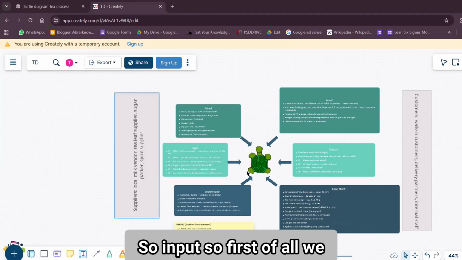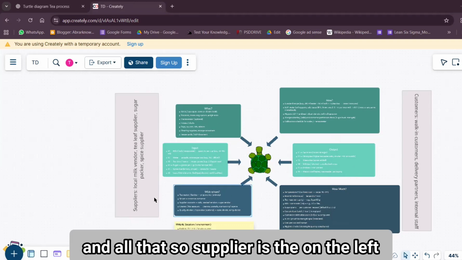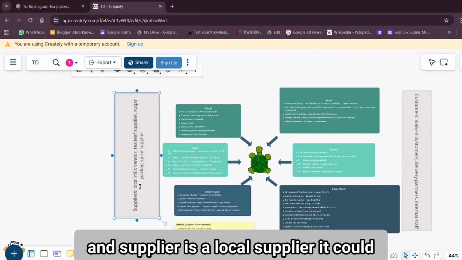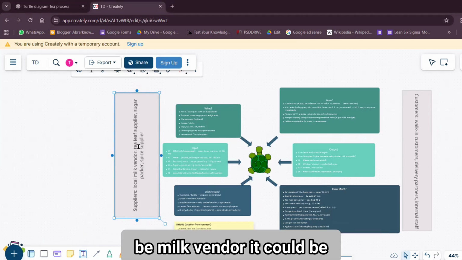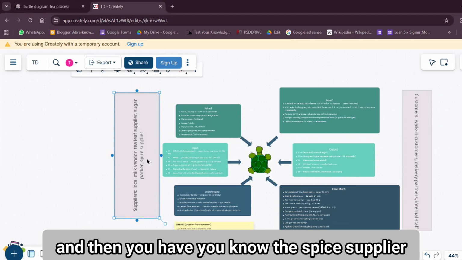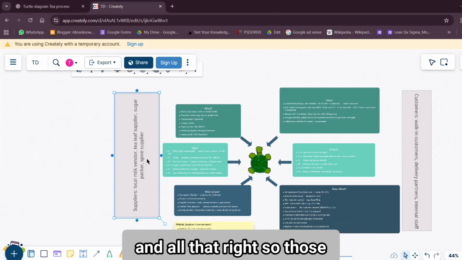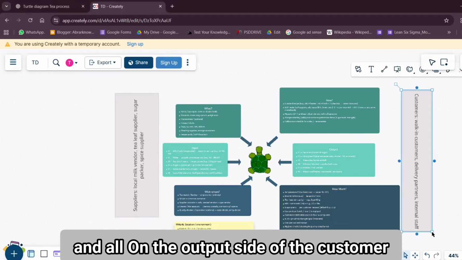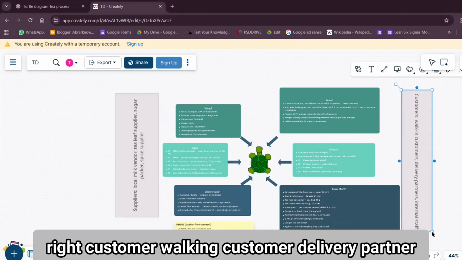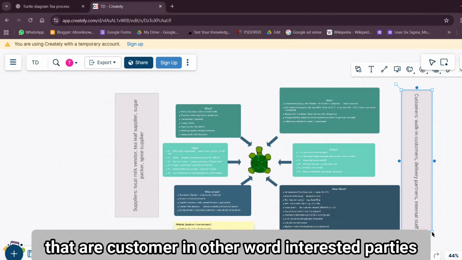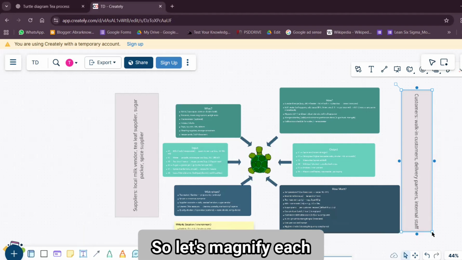Before we go to input, output, and all that, the supplier is on the left side, and here the supplier is a local supplier. It could be a milk vendor, a tea leaf supplier, a sugar packer, and then you have the spice supplier, those who supply ginger, cardamom, and all. On the output side is the customer, right? Walk-in customer, delivery partner, and internal staff are all customers, in other words, interested parties. So let's magnify each and every section so that you will get an idea.